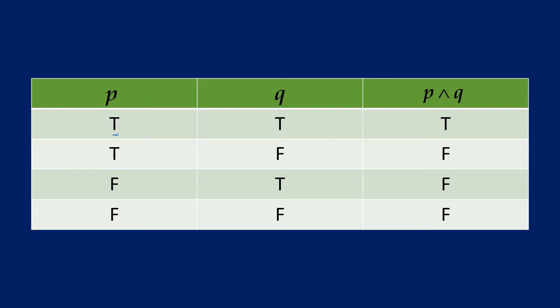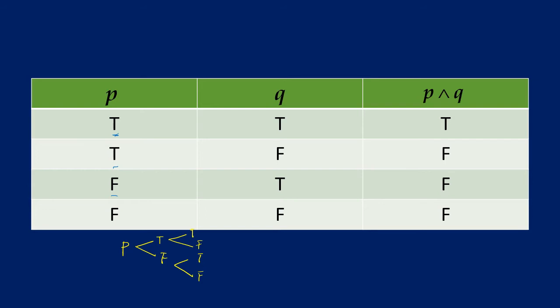Okay. So P is either true or false, right? Take note that what happens there. For P, it's either true or false. But for Q, it's either true or false. So that's why you have that. Okay, now let's look at the.